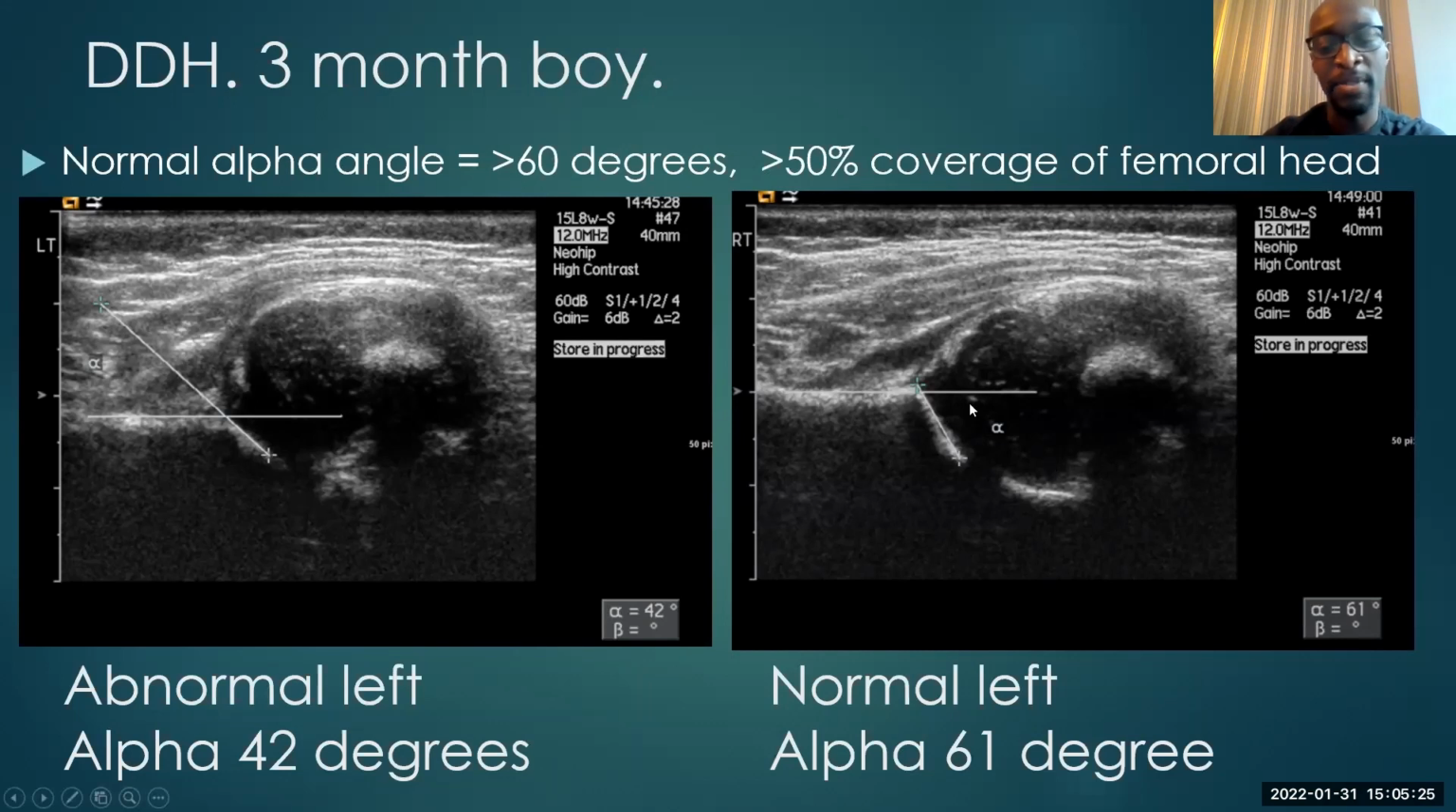this one is nice and deep, and the femoral head isn't going to pop out. This one is very shallow, and actually the femoral head, which is just here, is already starting to pop out. So this is abnormally shallow. It's an alpha angle of 42 degrees. So we're going to call this abnormal.